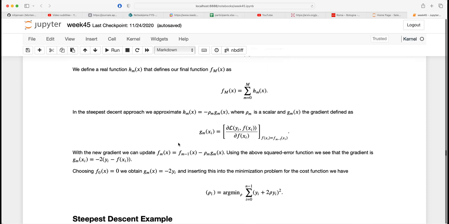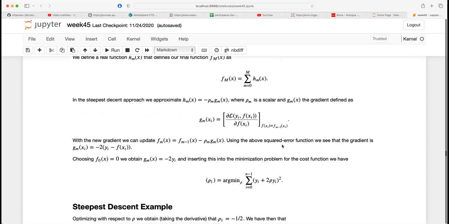Then what you would do is, with a new gradient, we update the function with the previous value. In this particular case, I'm going to have a parameter in front of it. You could think of this as a kind of learning rate, except that now this is a parameter which we're going to optimize. So we have the gradient, which we calculate. And this gradient is now given by this function, calculated at the value x of I with f of x of I equal to the previous function.